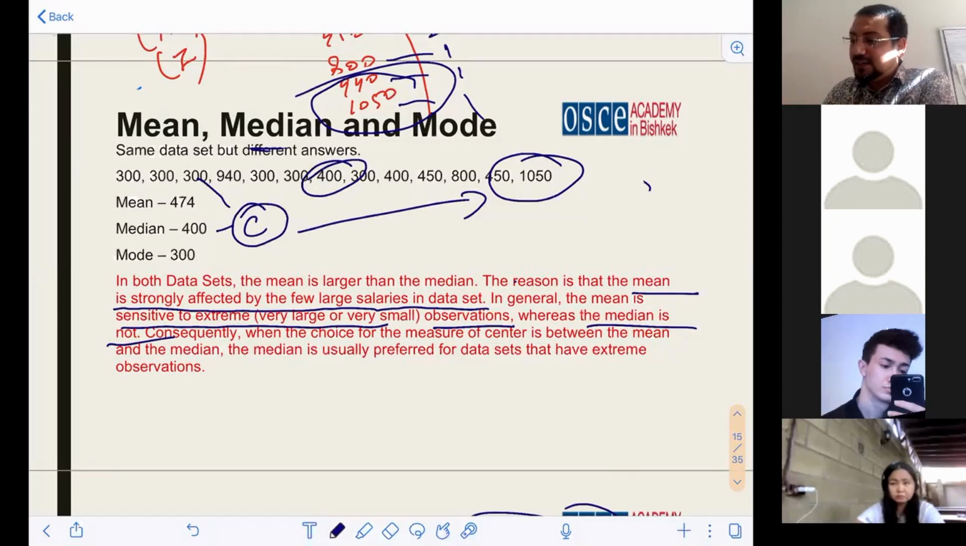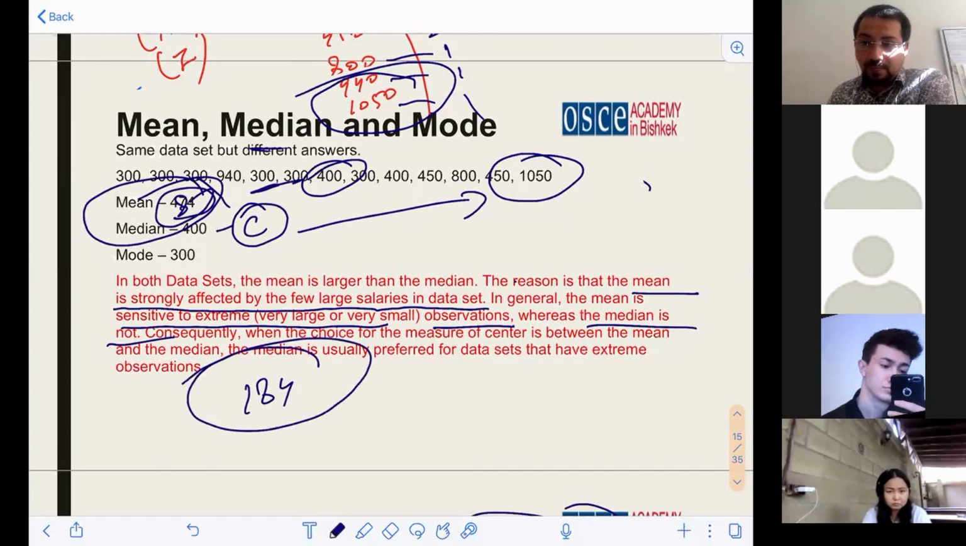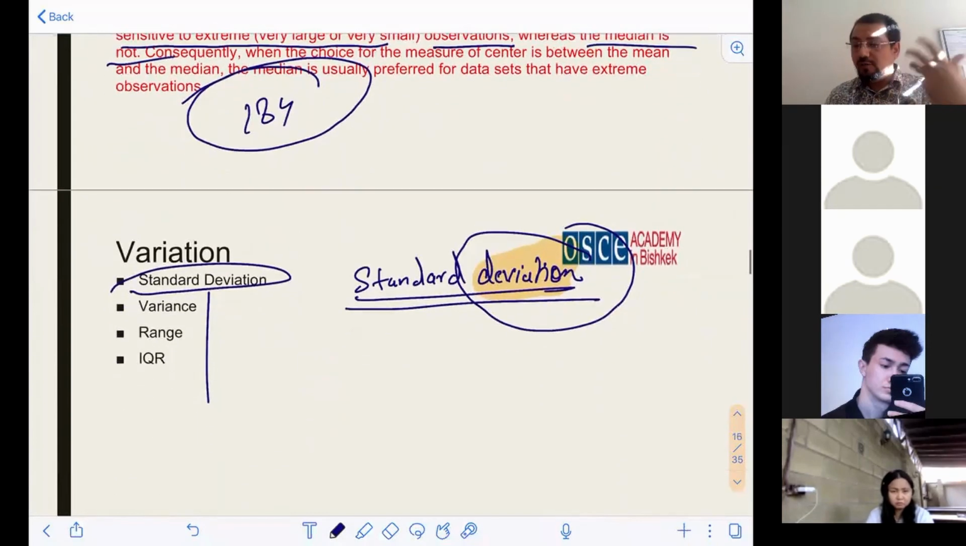So here this guy says, the mean was 484, for example, and his salary is, let's say, 300. So he asks how much he is deviated from the average. My salary is $300, the average salary is 400, so I am 184 dollars away from the average salary. And if I compare myself with this guy, 1050 minus 300, I think $750. So deviation means how far you are from the average, how far you are from the mean.